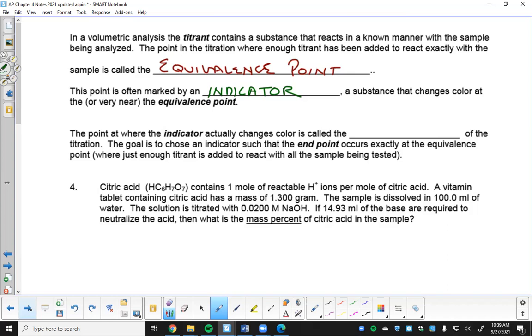The point at which the indicator actually changes color is called the endpoint of the titration. This is where it tells you, okay, we got the color change, stop titrating, take your measurements and calculate. The goal is to choose an indicator such that the endpoint occurs exactly at the equivalence point, where just enough titrant has been added to react with all the sample being tested, so that we got equal quantities of both reactants and they've completely reacted with each other.